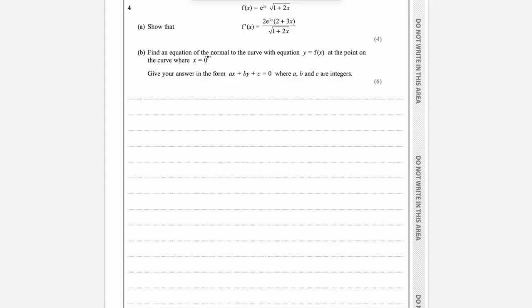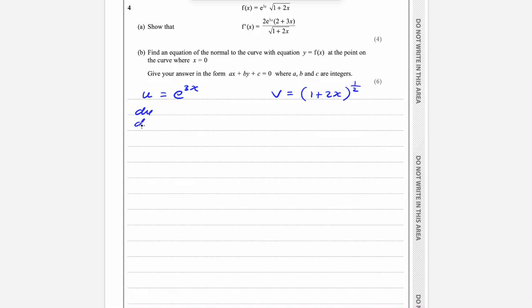Question 4. Show that the derivative is equal to this. Okay, this is a product rule, guys. I think this is straightforward. U is equal to e to the 3x, and v is equal to the square root of 1 plus 2x, which I'm going to write as 1 plus 2x to the power of a half.